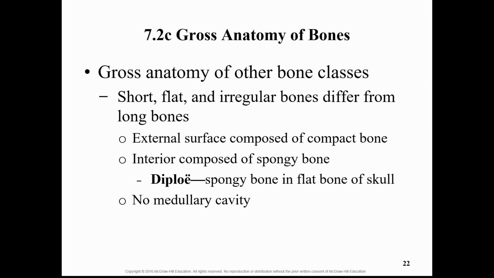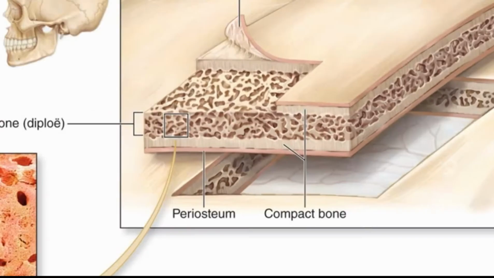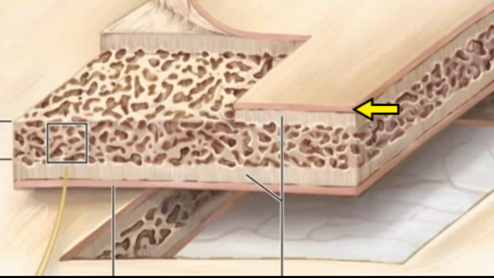If we look at short, flat, and irregular bones, they're a bit different from our long bones. They have an external surface of compact bone and an interior surface of spongy bone. That interior surface in the flat bones is called diploë. There is no medullary cavity within our short, flat, and irregular bones. Here's a great example. We have our periosteum here, our layer of cortical bone, our layer of spongy bone that would be covered with our endosteal membrane, another layer of cortical bone, and then another layer of periosteum.